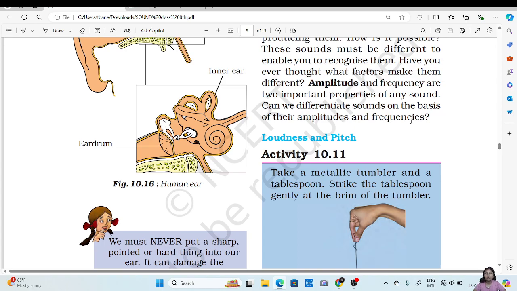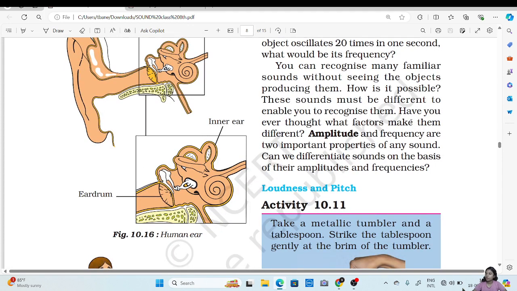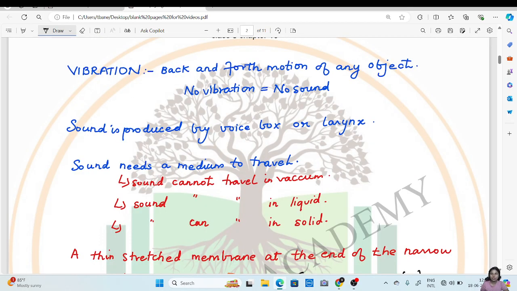Frequency we know. We saw that it is the number of oscillations per second, and that is known as frequency. So now what is amplitude? Amplitude is the measure of the height of the wave. Say this is my wave. The height of this wave is known as the amplitude.